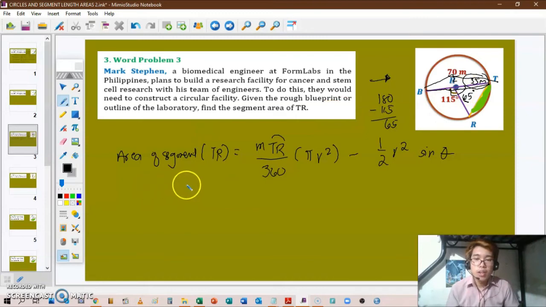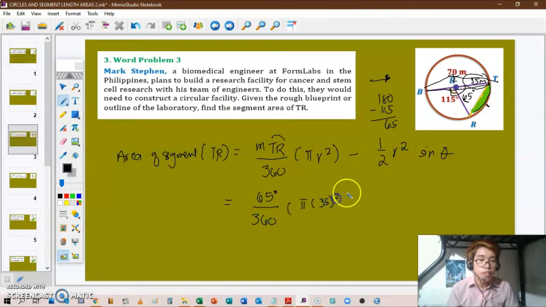So the area of segment TR is going to be equal to the measure of arc TR, which is simply 65 degrees, because we already know that the central angle is 65 degrees. Therefore, the measurement of this arc right here is 65 degrees, all over 360 multiplied by pi, and r is simply 35, squared, minus 1/2 times 35 squared times sine of 65.